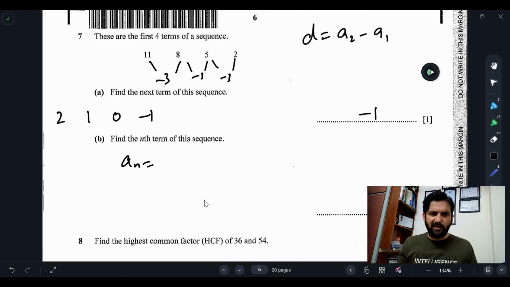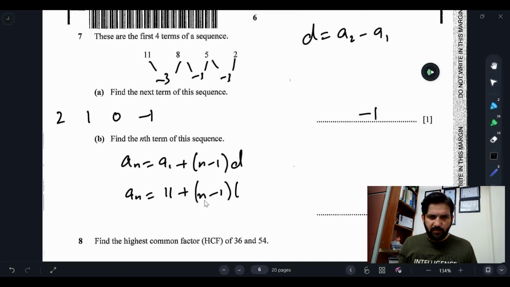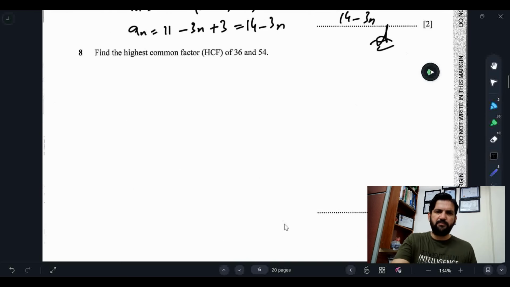As you know, this one is a linear sequence, so we use the formula a1 plus (n minus 1) times d. So an is equal to 11 plus (n minus 1) times minus 3. So an is equal to 11 minus 3n plus 3, which equals 14 minus 3n. So 14 minus 3n will be the final answer. Let's move to question number 8.